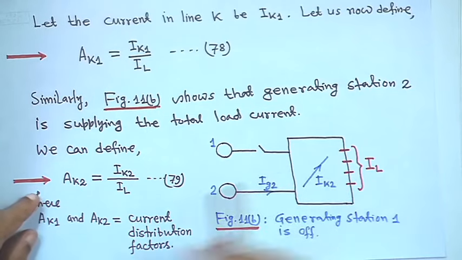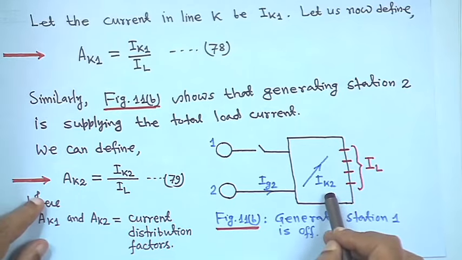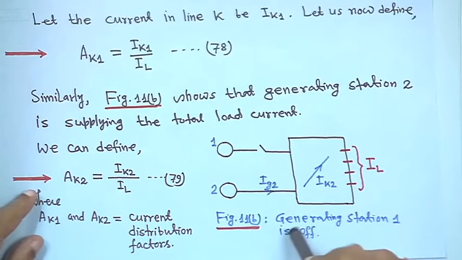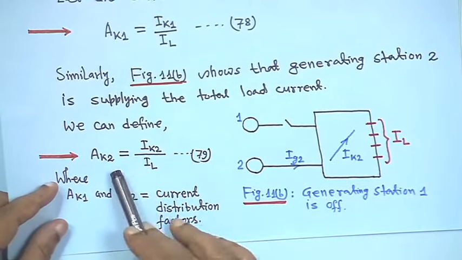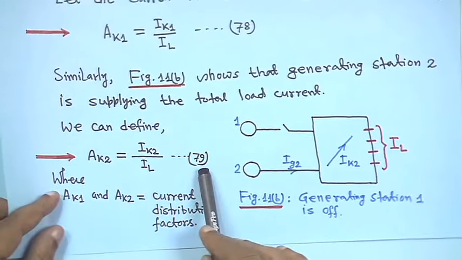That means the current through this branch K is IK2, and because the branch current here will also change, generating station 1 is off. This is figure B. In that case, you define another term AK2 equal to IK2 upon IL. This is another term, equation 79.